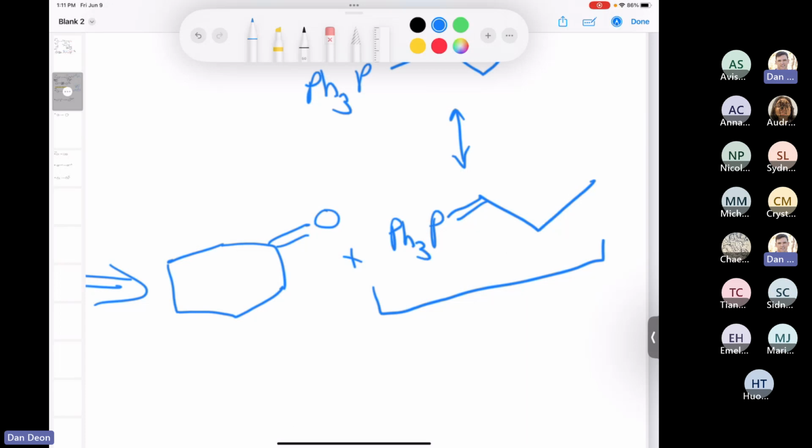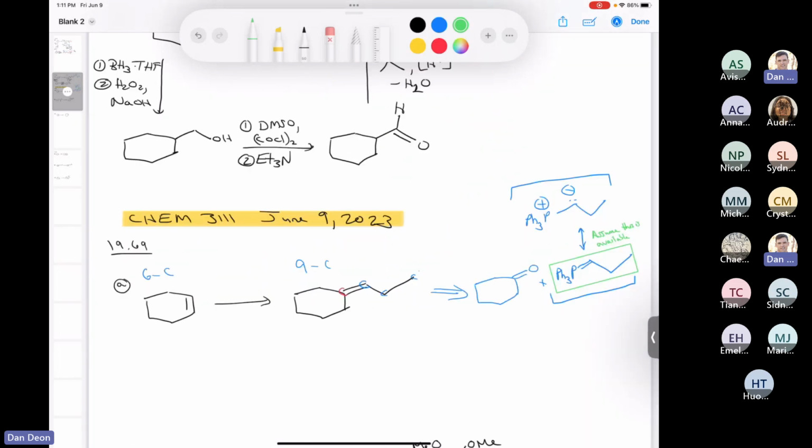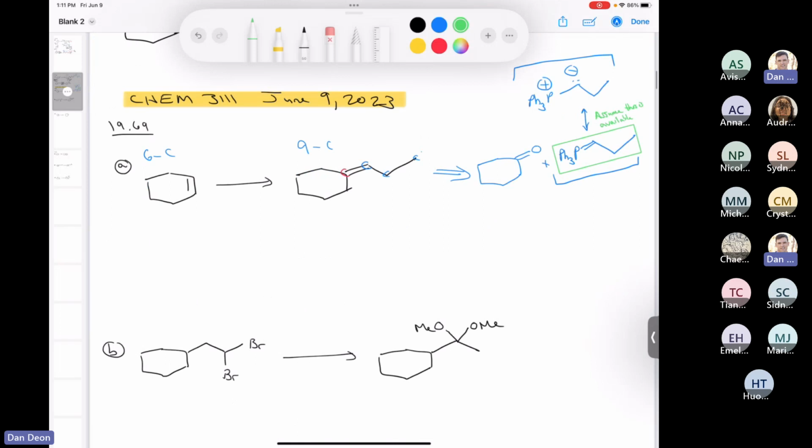If it's a small Wittig reagent like this, you can assume that this is available. You can just go to the cupboard, and if it's something that's got just 4 or 5 carbons in it, 3, 2, 1, whatever, something that's small, you can assume that you have that reagent at your disposal. So we're just going to go to the cupboard and grab that Wittig reagent.